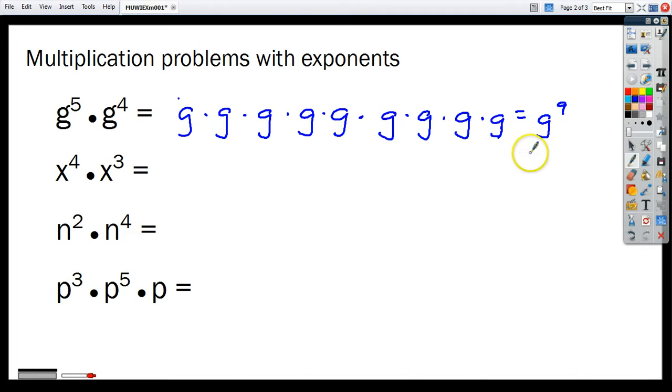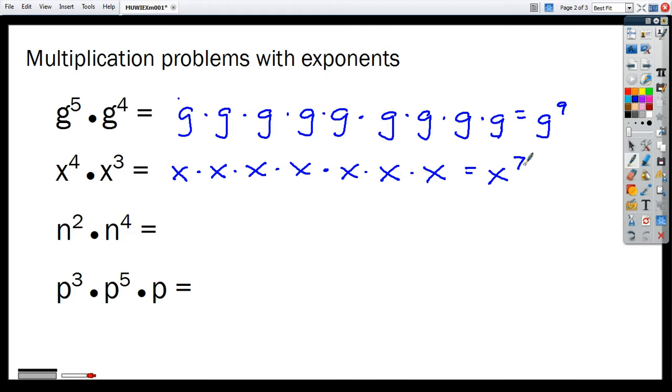So that's one way for us to figure out what g to the fifth times g to the fourth would simplify down to: look at it the long way, to actually represent what those exponents are showing us, and then go to the answer, which gives us a simplified version of that same problem. Now let's take a look at x to the fourth times x to the third. Once again, x to the fourth is just x times itself 4 times, times x times itself 3 times, in which case we get x to the 7th.